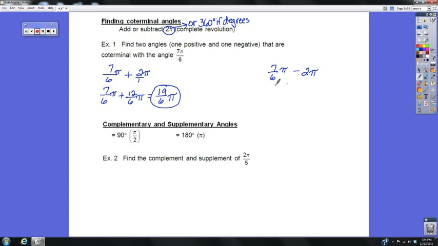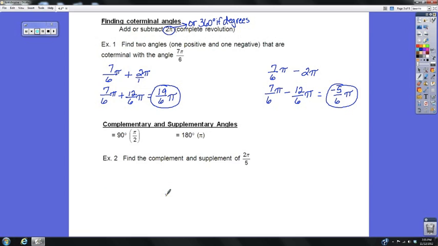Now let's go in the negative direction. 7/6 pi, subtract a complete revolution, same common denominator. 7/6 minus 12/6 would be negative 5/6 pi, and that would be your negative coterminal angle. So if we're dealing with degrees, remember if this angle is degrees, you would just add 360 and subtract 360. Go all the way around positive and all the way around negative.